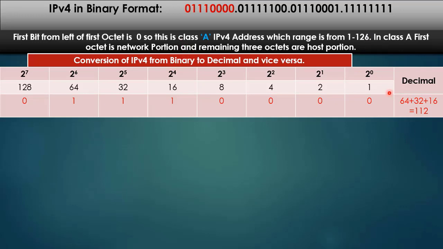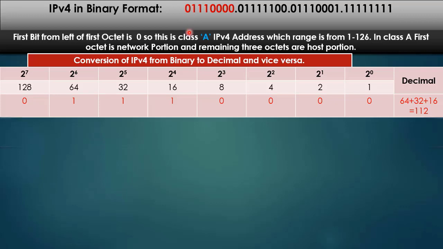We directly know this, that these 8 bits are in class A using the method of first octet first bit. If I repeat, the first bit from the left side of the first octet is 0, so this is class A.